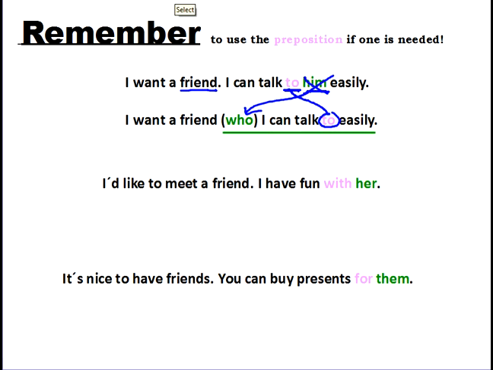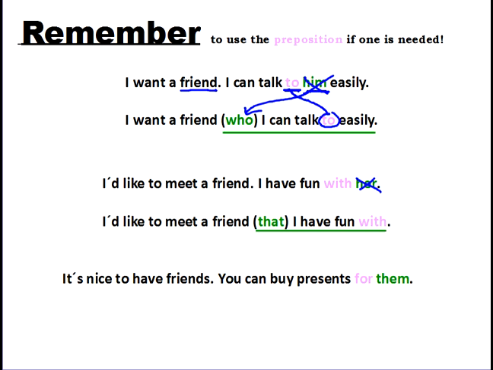Use the preposition. Here's another example. I'd like to meet a friend. I have fun with her. So we're going to combine this, right? We're going to take away "her," and we're going to read it like this: I'd like to meet a friend that I can have fun with. Again, I need to use that preposition still, okay?